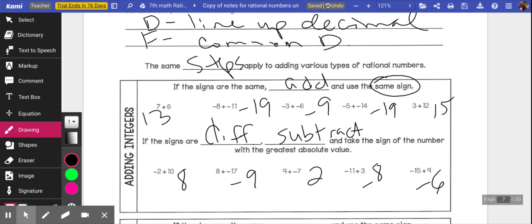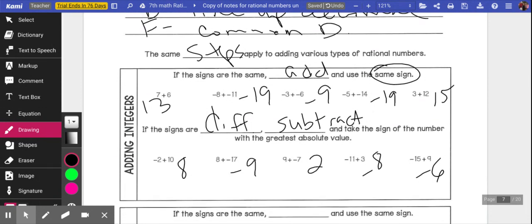Go ahead, and if you need to pause it to look at the answers slower, go ahead. Up here, the signs are the same, so we added and kept the sign. Down here, the signs were different, so we subtract. And remember to always put the bigger number on top. Like here you would put 17 minus 8. That's going to be really important when we have decimals and fractions. And then take the sign of the bigger number.